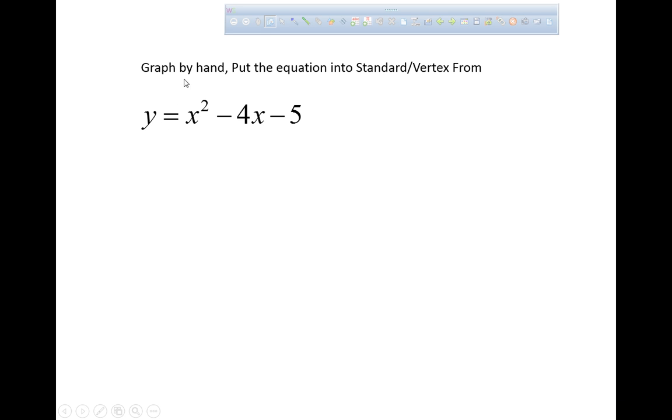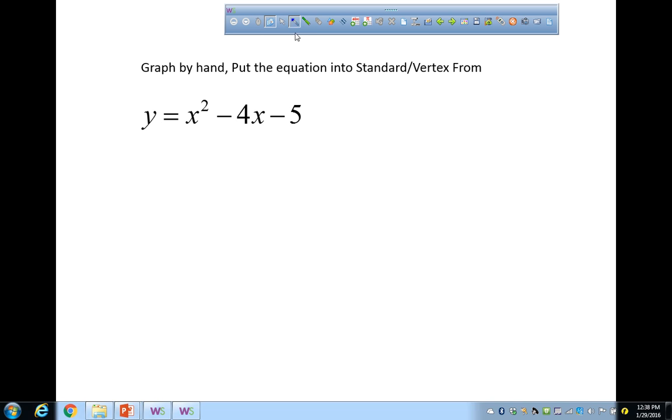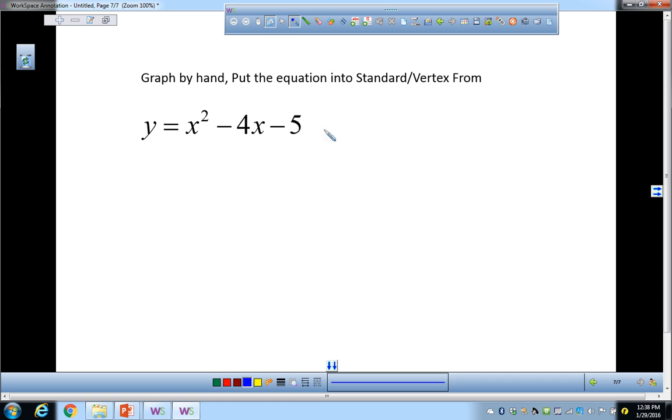Put the equation into tense. So pay attention to this, because it's called completing the square. People have trouble with completing the square, but it's not super difficult. Basically you're trying to get this into the form y equals a times x minus h squared plus k, so you can easily locate the vertex.